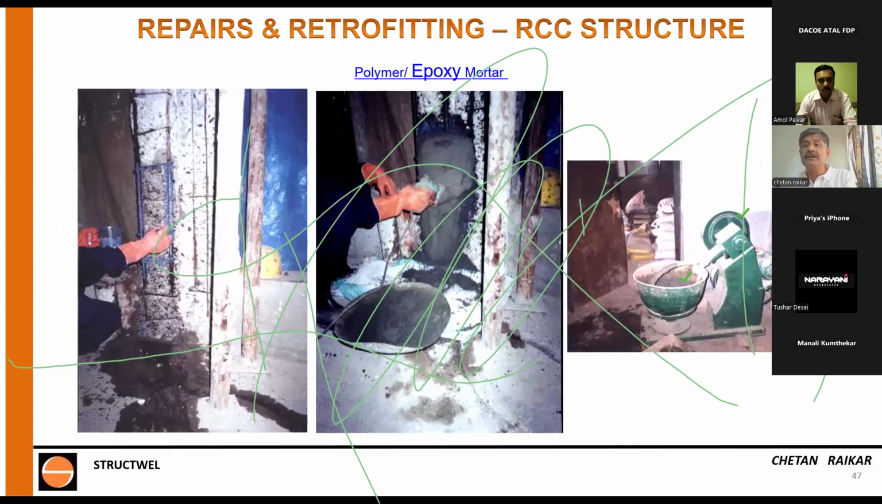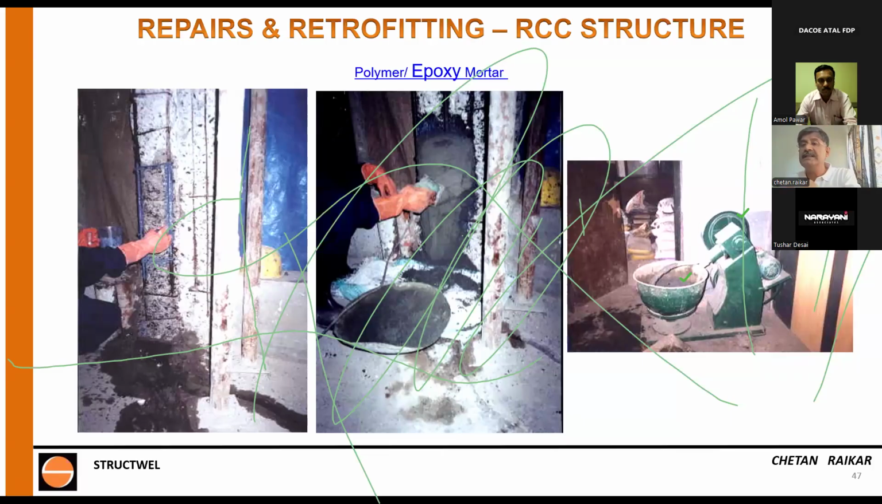What you see here on the right hand side, this photograph is actually an idli mixer. We used it about 35 years back for the first time for mixing of polymer mortar. Polymer mortar used to be mixed by hand and it was not as effective. So we started using this, changing the blades a bit. This is easily available in the market now. So use this for polymer mortar.